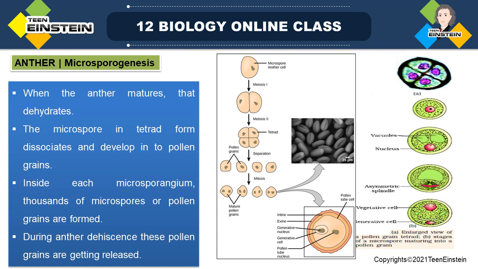Got it? See this tetrad; it also dehydrates, separates and forms the pollen grains. Here you can see the mature pollen grains, and during anther dehiscence these pollen grains are released. Got it? It's clear?